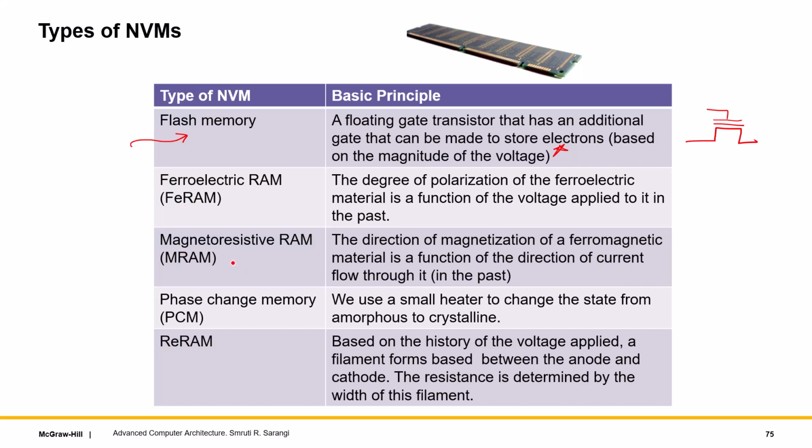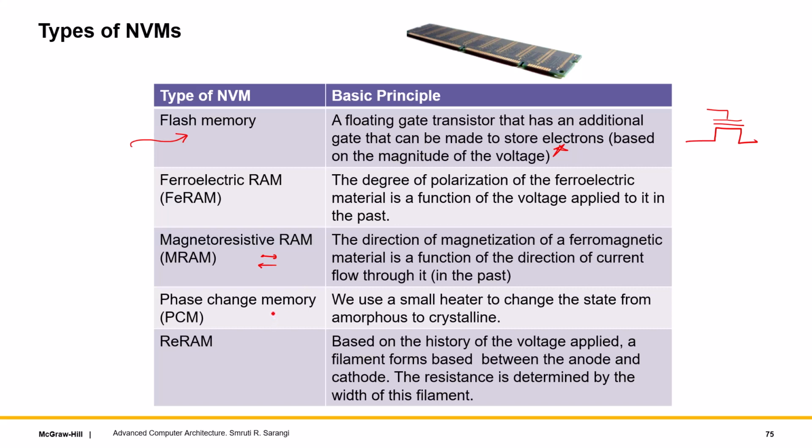Magnetoresistive RAM, or MRAM. Here again, instead of a ferroelectric material, you use a ferromagnetic material, where the direction of magnetization, either north-south this way or the other way, depends upon the current that was flowing through the device in the past. So then you can flip the magnetization. It so happens that magnetization in one direction corresponds to the high resistance state, and in the other direction corresponds to the low resistance state.